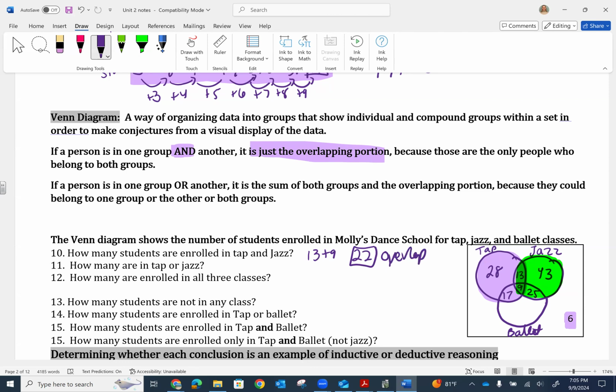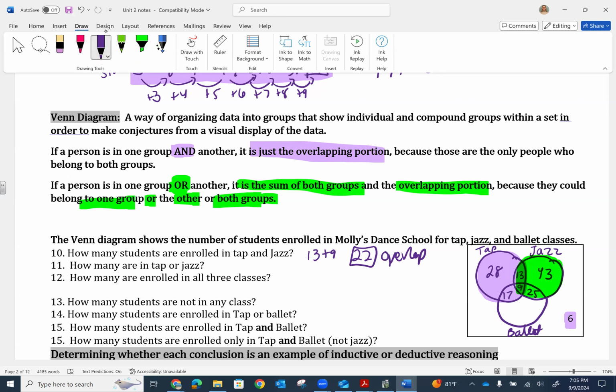Okay. Now, if I say tap or jazz, or means it is both groups and the overlap. So it'd be one or the other or both. Okay. So if I say who is in band and in Spanish, you'd have to be in both to raise your hand. If I said band or Spanish, you could be band or Spanish or both. Okay. And so or means one or the other or both.